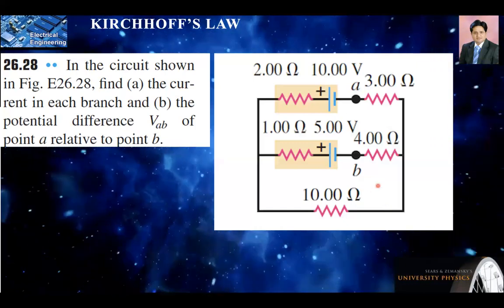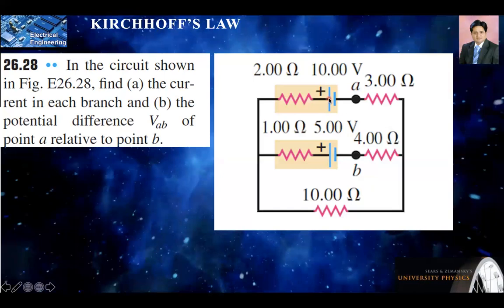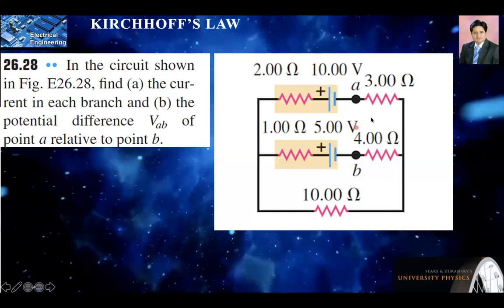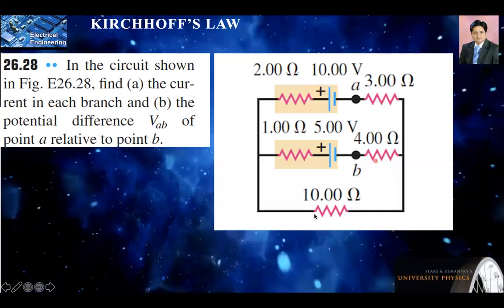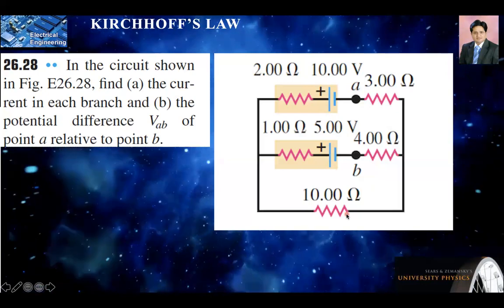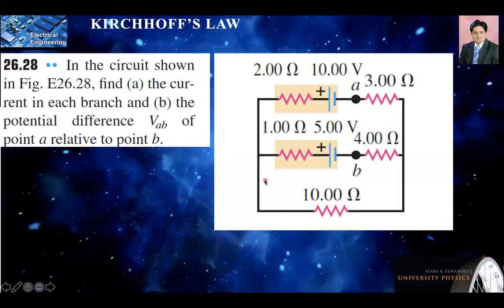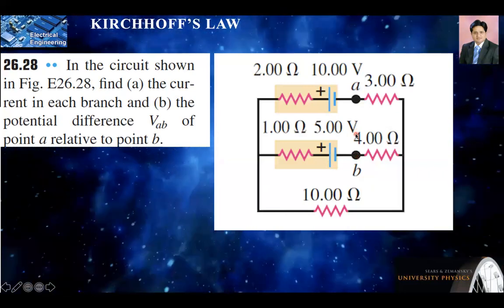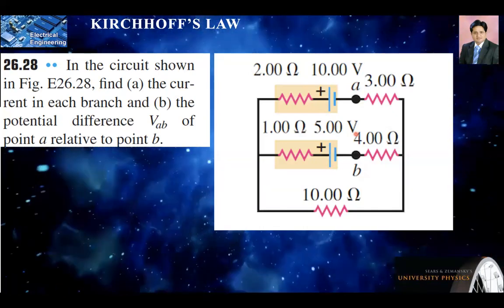Look at the circuit. You have a circuit where you have two cells. You have 10 volt, 20 ohms, 5 volts, 10 ohms. And of course, you have two resistors here as 3 ohms and 4 ohms and 10 ohm resistor. Now, what are you asked to calculate? You're asked to calculate what is the current in each branch and what is the potential difference between A and B. I would advise you to pause the video and then reflect on the solution.